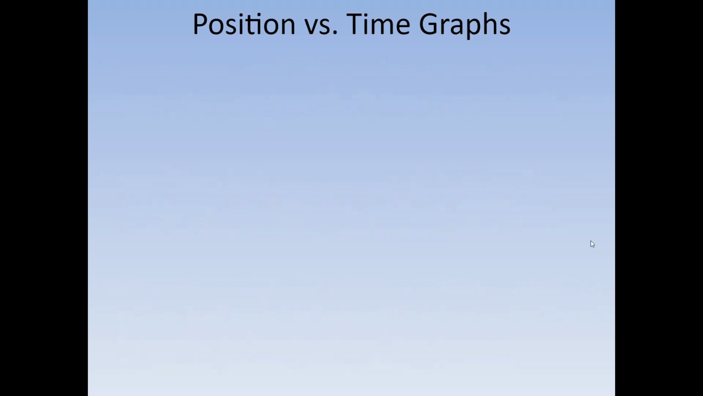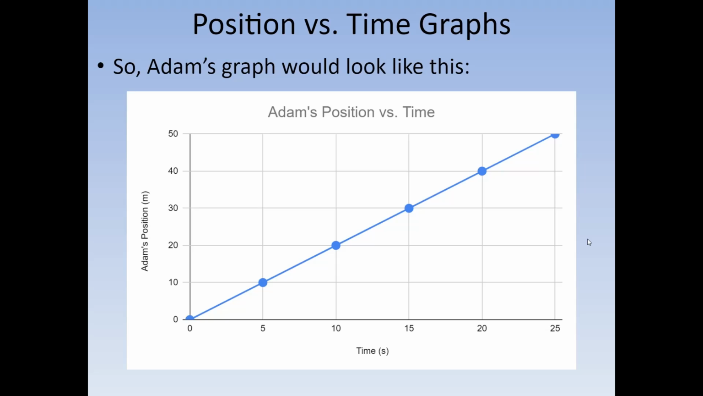All right. So moving on, Adam's graph would end up looking something like this. So we have him starting at 0, and that's the first point that we want to make sure that we label. And then every 5 seconds, we're going to note that Adam travels a distance of 10 meters, right? Because he travels at 2 meters per second. So after 5 seconds, it's 10 meters. Then after 10 seconds, it's 20 meters, and so on and so on. So his position graph would look like this, starting at 0, going all the way up to 50 by the time it reaches 25 seconds.